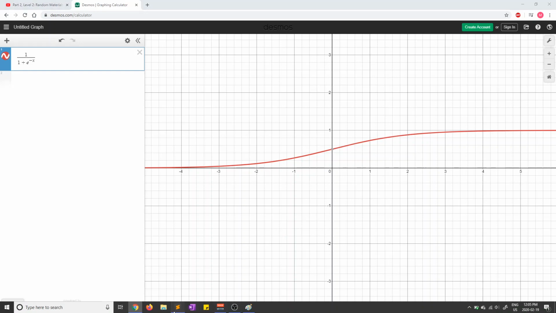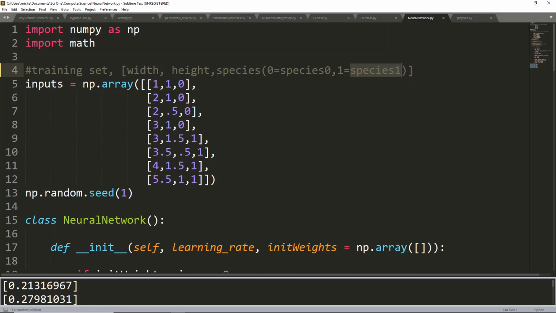Now if I go into the code itself, so these are the inputs. In this example, the first set of training data has a width of 1 and a height of 1, and its species is 0. The second one has a width of 2, a height of 1, and its species is 0. And if you go down here, this one has a width of 3, a height of 1.5, and its species is 1. So if you look at this data for a minute, you might notice that basically some of the smaller animals turn out to be species 0, and some of the bigger ones turn out to be species 1.